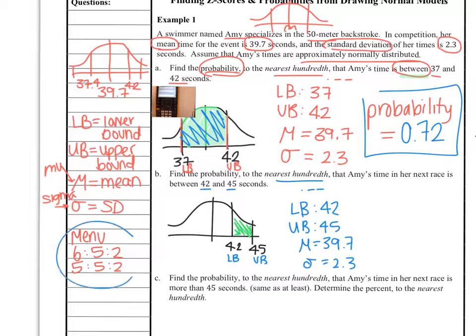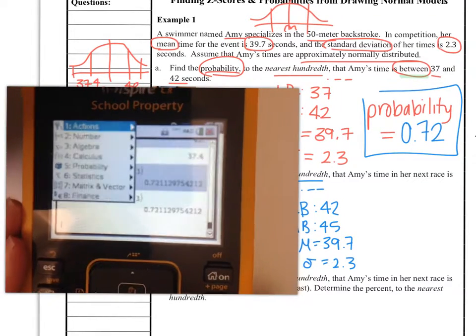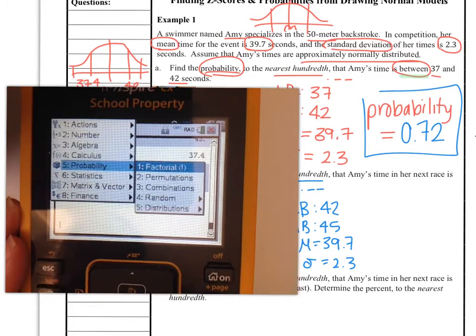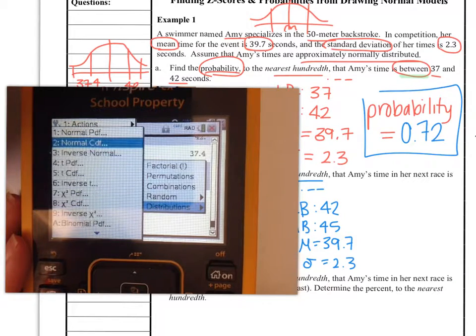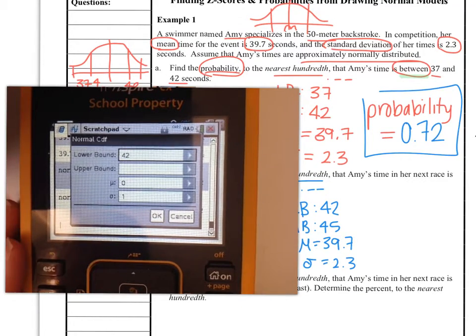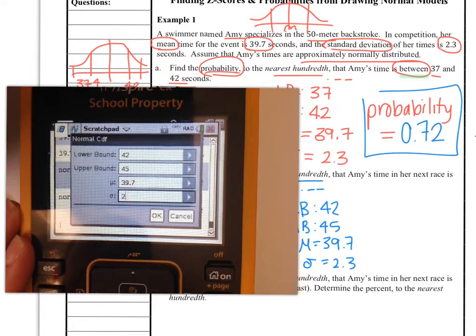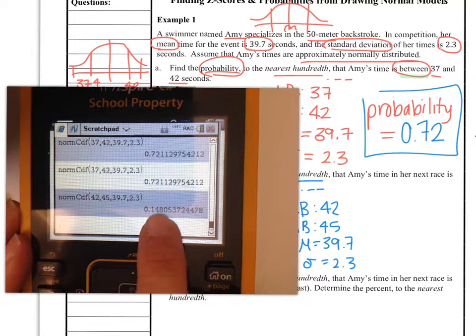So again, we're going to go to these steps, menu 652 or menu 552. Either one is perfectly okay. Alright, so again, menu, and then if I go 5 for probability, because we're asked to find a probability, 5 for distributions, because we're talking normal distribution, and we want to choose 2, 552, CDF. So lower bound this time is 42, upper bound was 45, mean is 39.7, standard deviation is 2.3. Click OK. And again, we're rounding to the second decimal place.